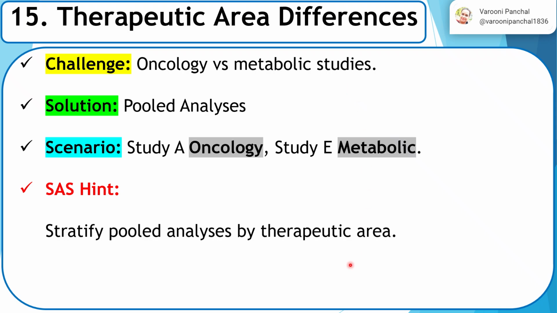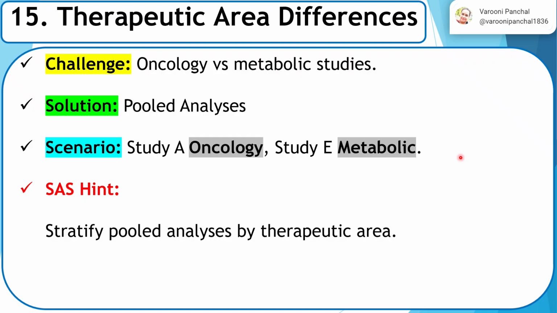Whenever you are stratifying by therapeutic area in the demographic table, you need to understand that the total values should match. That is, the number of subjects in oncology and the number of subjects in metabolic should match the total, right? So that is one way of doing the validation. And for example, you might have other studies which used another therapeutic area. Even that can be presented.